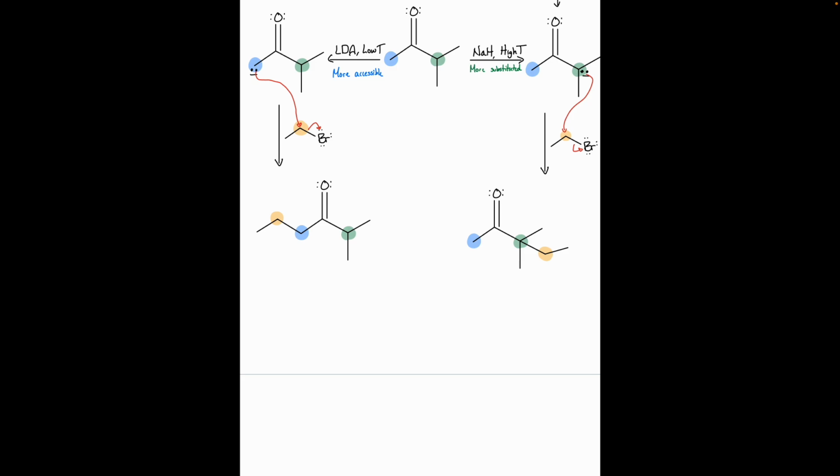All right, so depending on what base we use, we can form our enolate ion on the more accessible side, or by using the teeny tiny base, we can form our enolate ion on the more substituted side, and that changes which alpha carbon is playing the role of the nucleophile in our reaction. Okay? So this we practiced by using that electrophile, that alkyl halide. Let's just do two more examples for the sake of practice here.